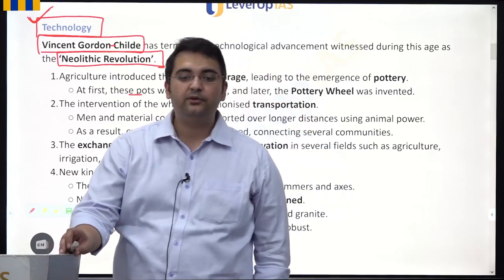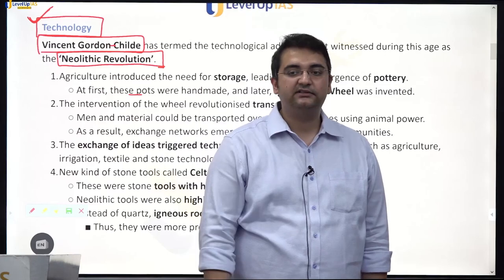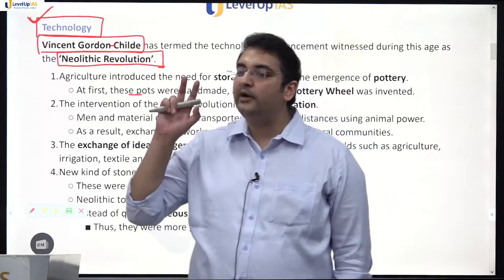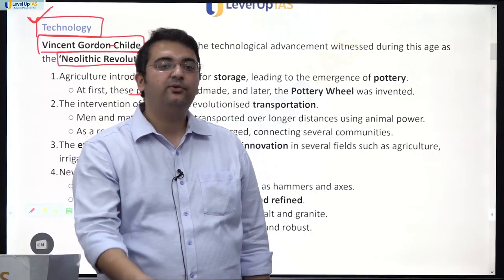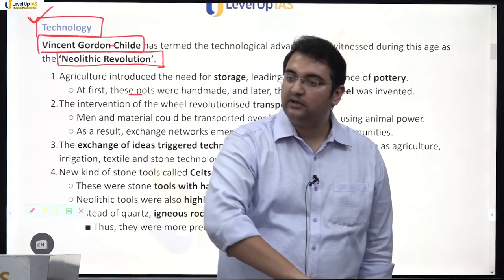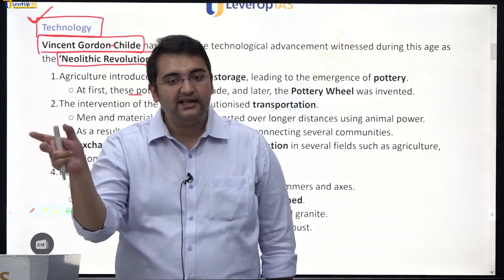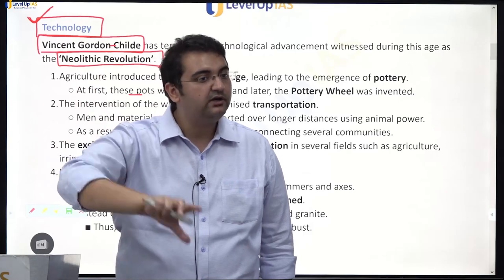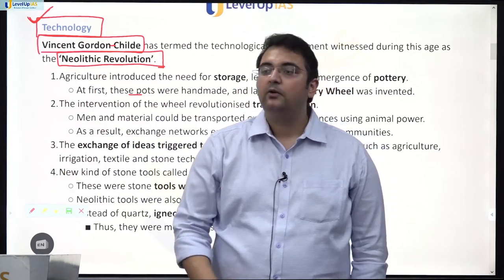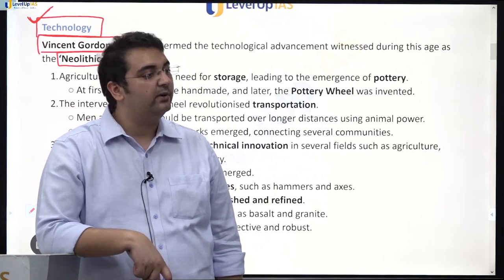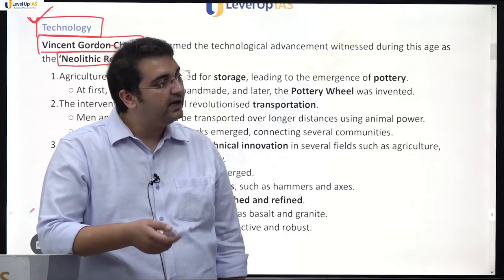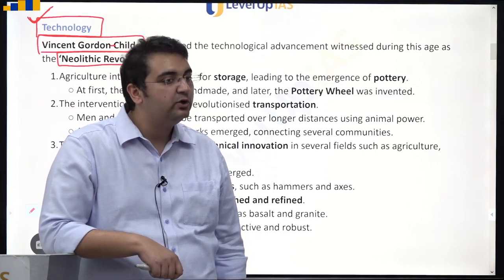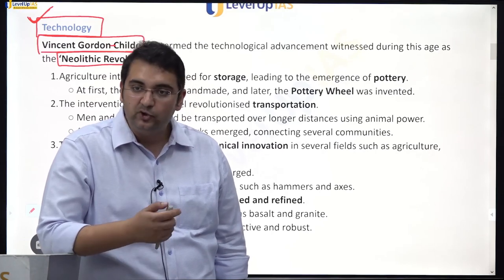Earlier it was pulled by human beings, later it would be pulled by animals, and this completely revolutionized the scope of human contact. Those communities which till now were living secluded, even 100 kilometers away, did not know that there is somebody who exists over there. Now it became possible for such communities to come into regular contact with each other. What do you think is going to happen to trade networks? They are going to become more and more voluminous. And with the exchange of commodities, what else is going to be exchanged? Ideas are going to be exchanged.